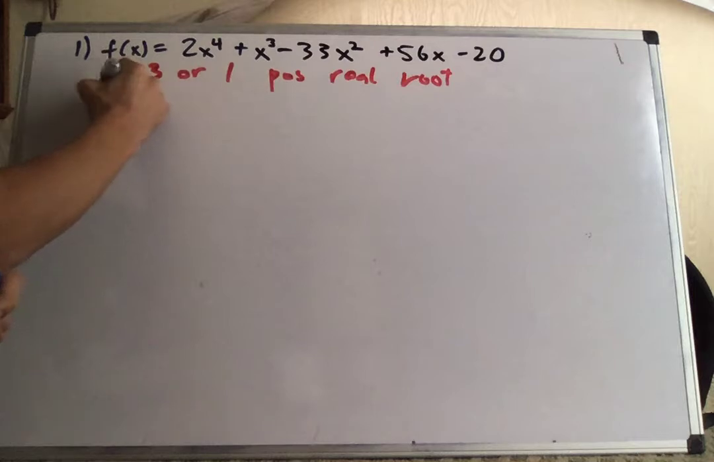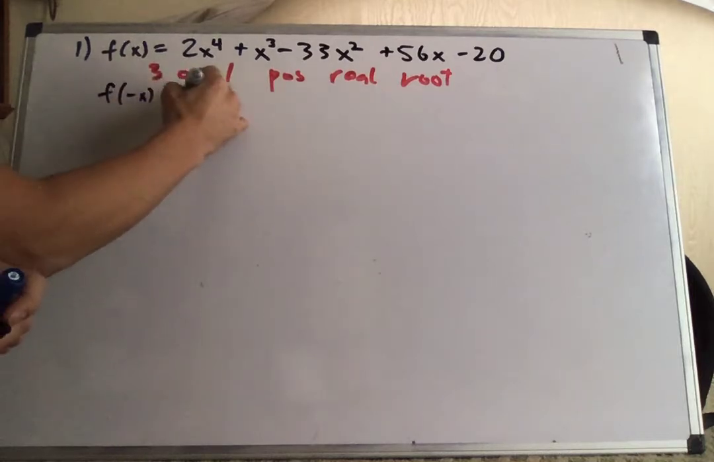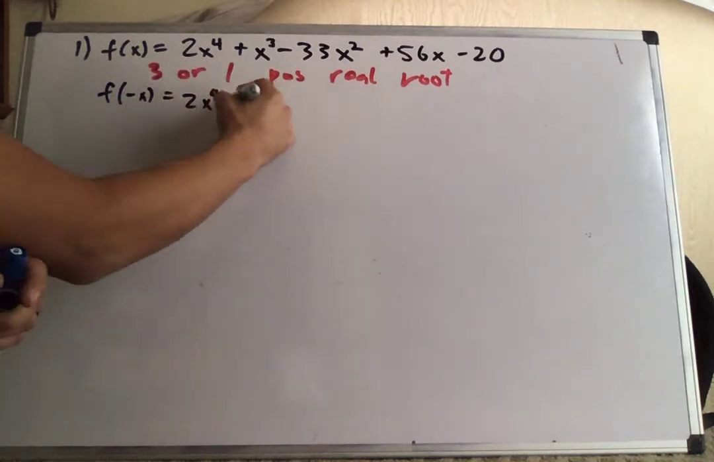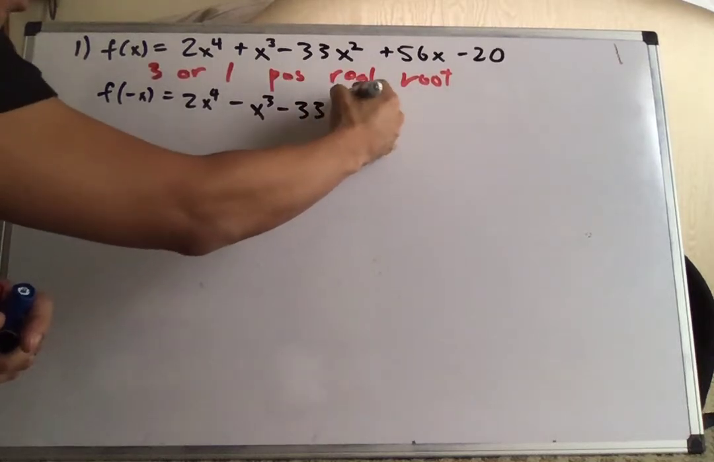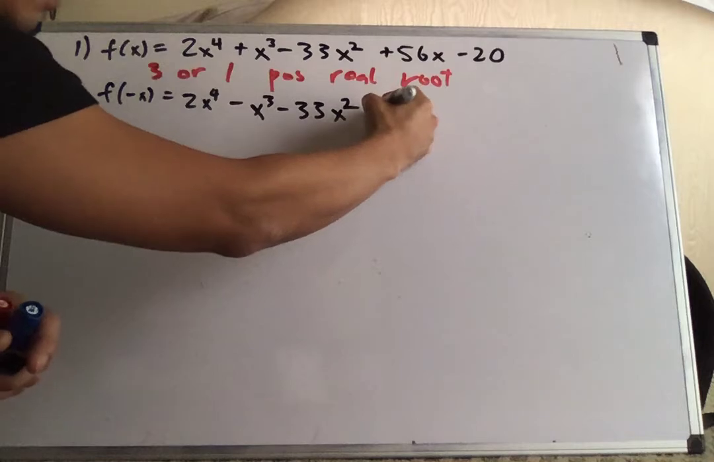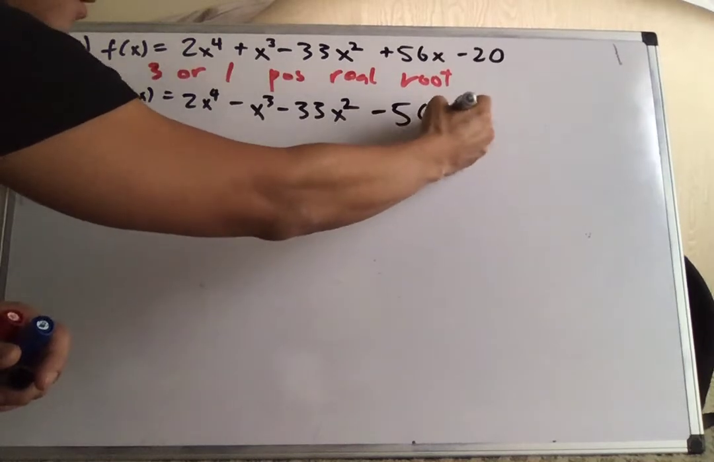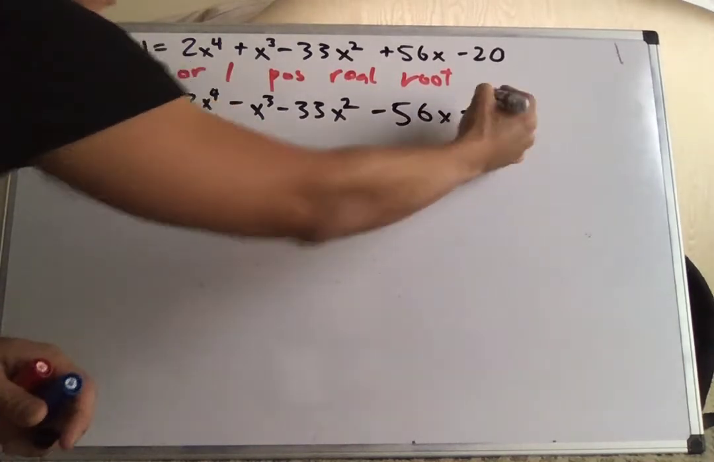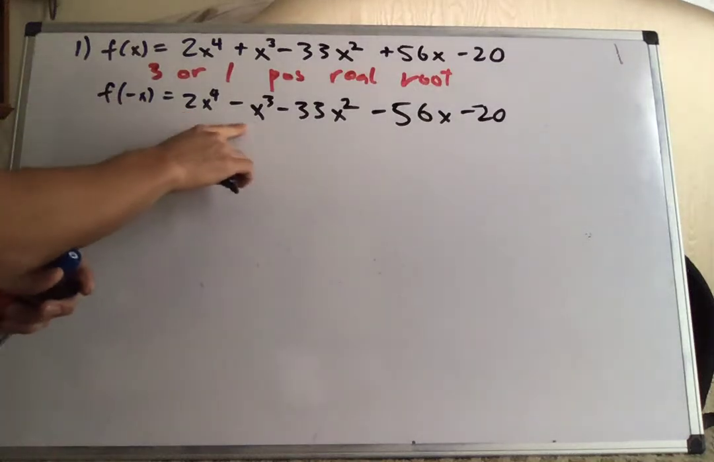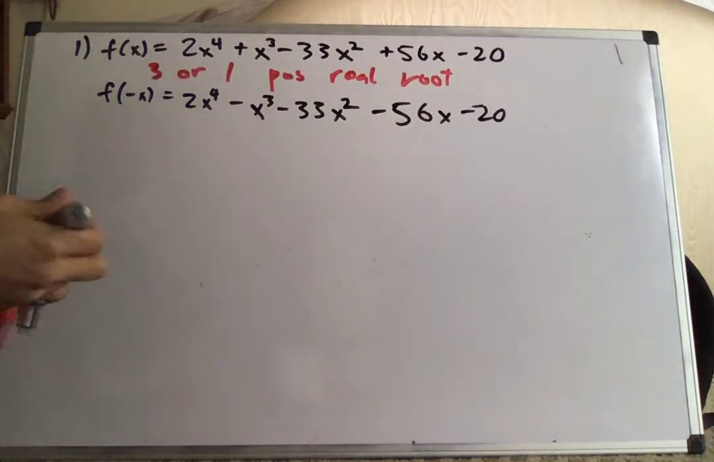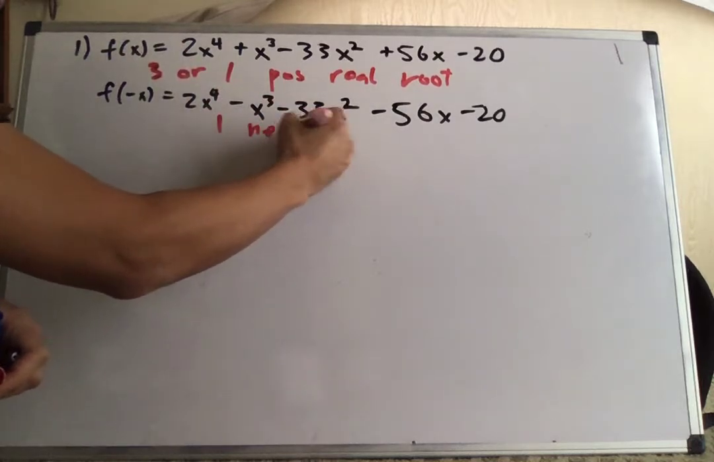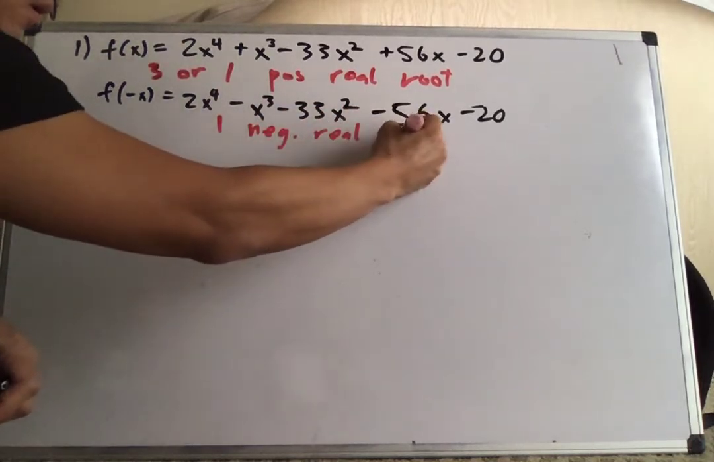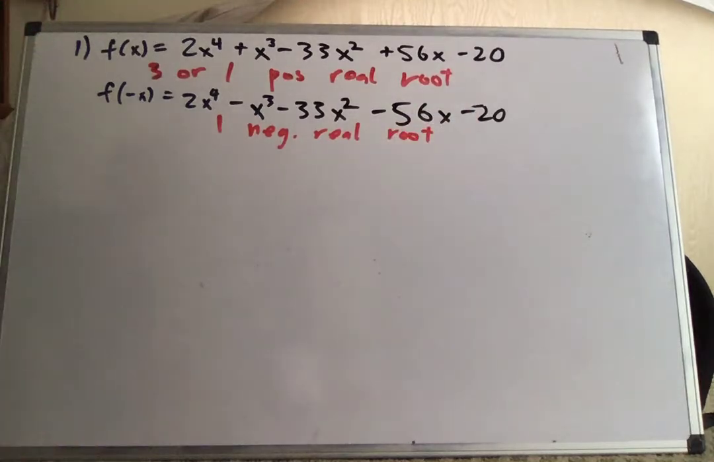Let's see what f of negative x is. So 2x to the 4th stays the same, then it switches to negative x to the 3rd power. Negative 33x squared stays the same. This is going to switch to negative 56x and negative 20. So starting off positive, then it went to negative and stayed negative the whole way. So we know there's exactly 1 negative real root. Okay, so I have 1 or 3 positives and 1 negative for sure.